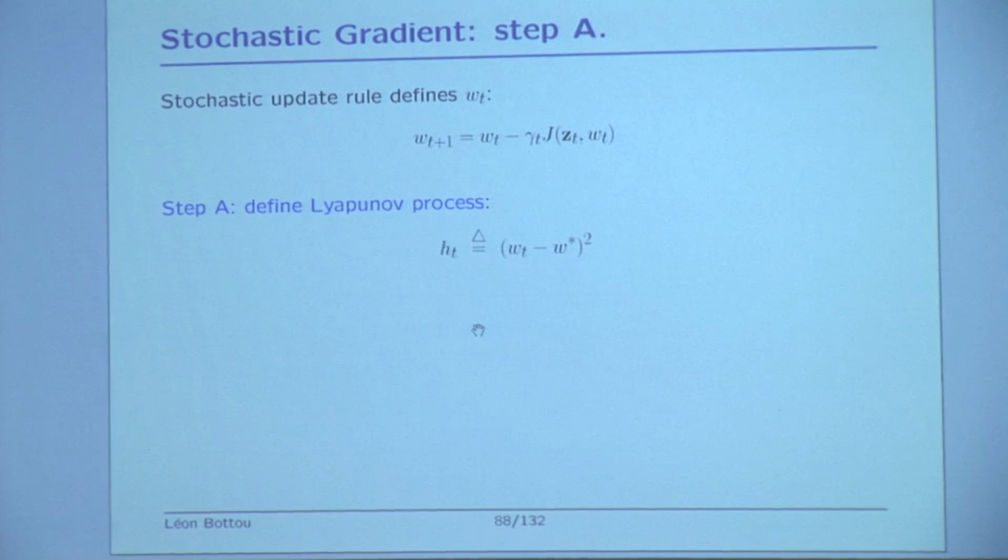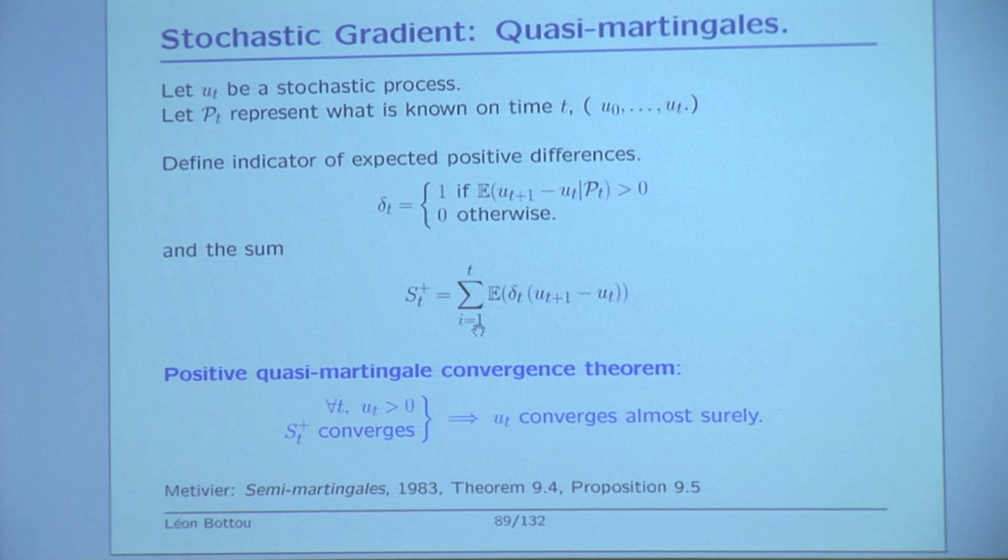OK, so let's go to the stochastic gradient. So this time we have W_{t+1} equal W_t minus gamma t times the gradient of j of (Z_t, W_t), which is the stochastic term. And we define the Lyapunov process this time. This time it's a stochastic process. It's not a sequence. So what you see is that we're just changing the tools. For the continuous case, we have a function, and the tool is just the convergence of a decreasing sequence. For the batch gradient, we have a Lyapunov sequence, and the tool is this bounded zigs theorem's convergence. And here we define a Lyapunov process, and the tool is going to be called a quasi-martingale.